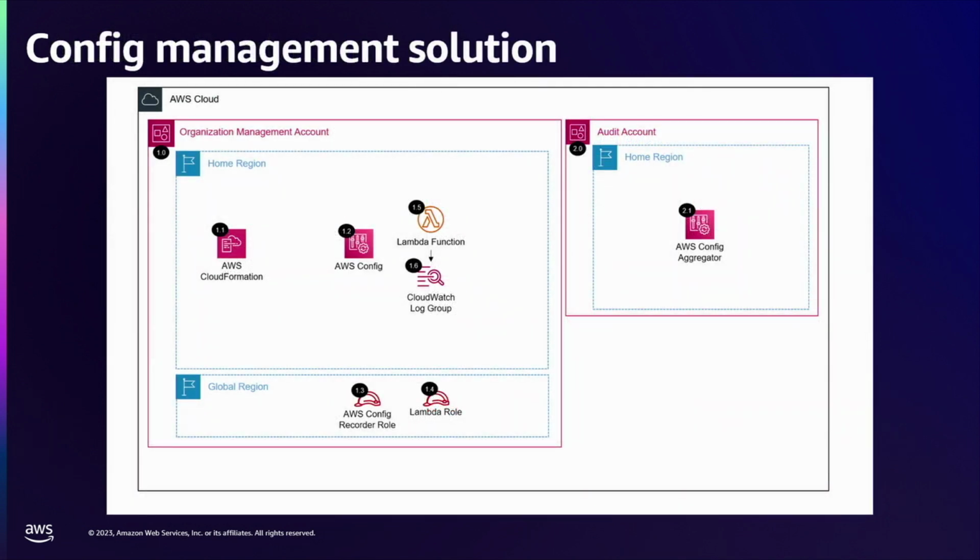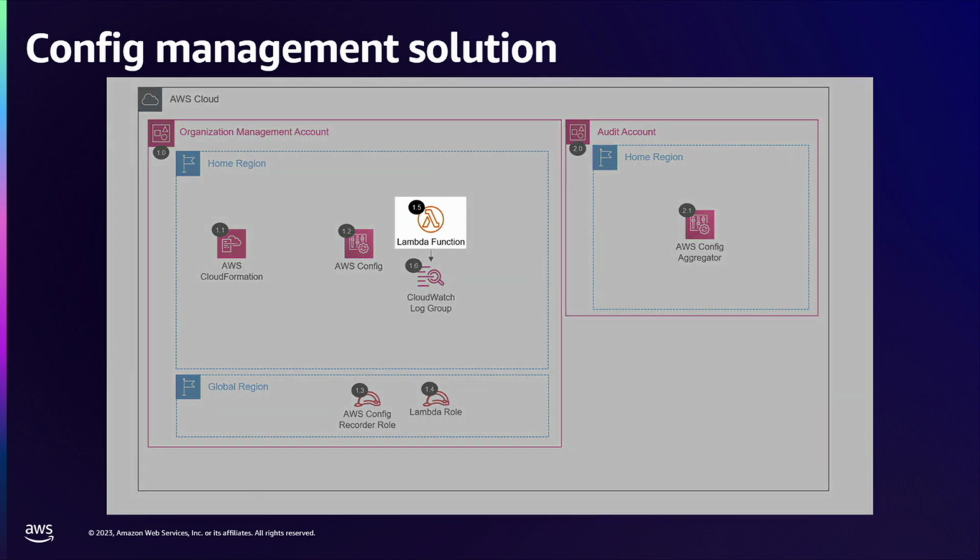The next solution I'm going to talk about is the config management solution. This enables config in the management account so that we can protect that key management account. It starts with a Lambda function that's used to actually configure AWS config in the recorder. It then aggregates it to the existing AWS config aggregator over in the audit account.